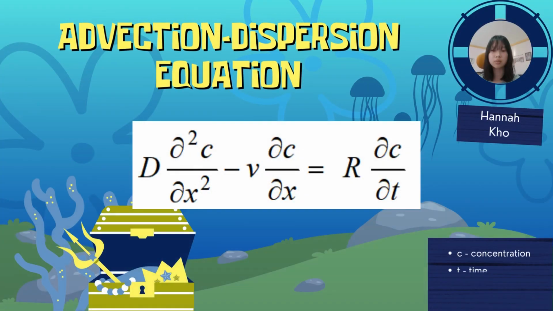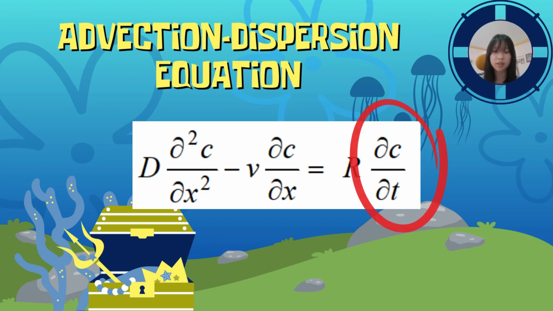The advection-dispersion equation relies on concepts from differential calculus to describe the rate of change of contaminant concentration over time and space within a flowing fluid. It contains three components. First is the rate of change. The rate of change of contaminant concentration, which is represented by the one encircled, which is the partial derivative of C with respect to time.